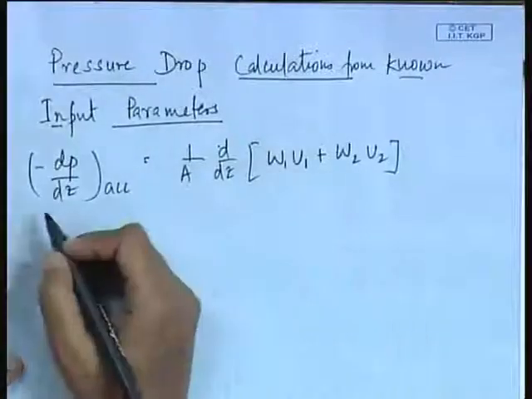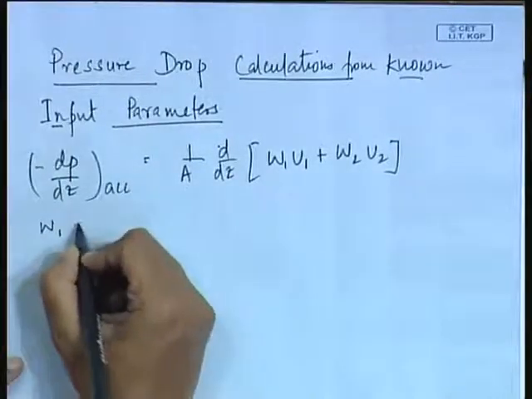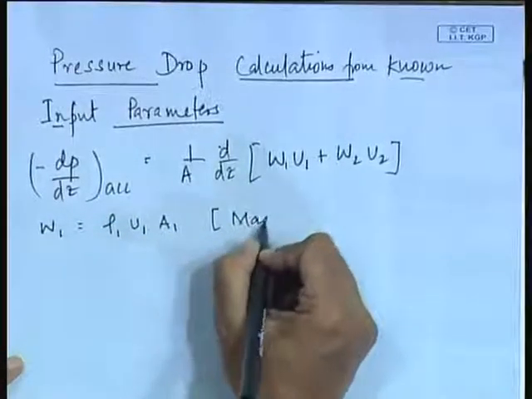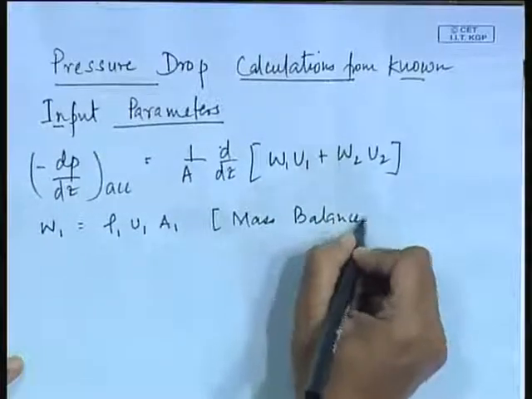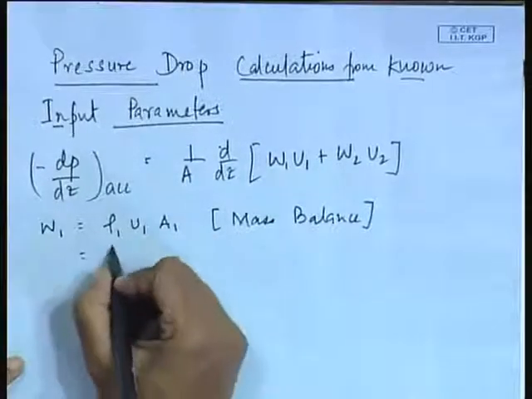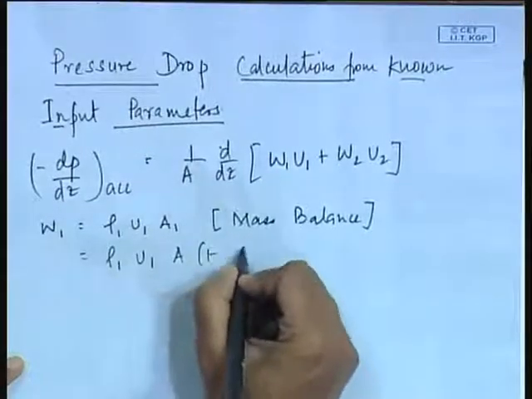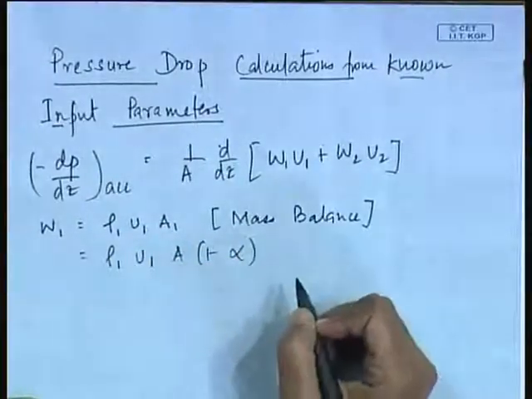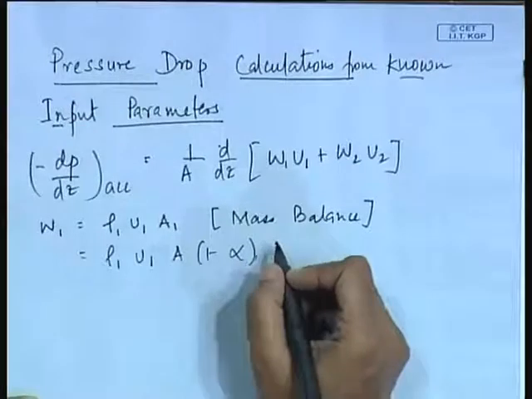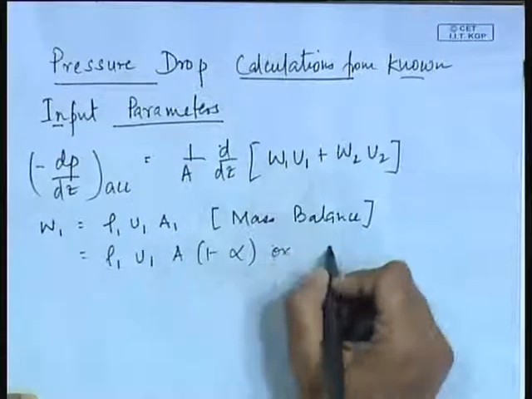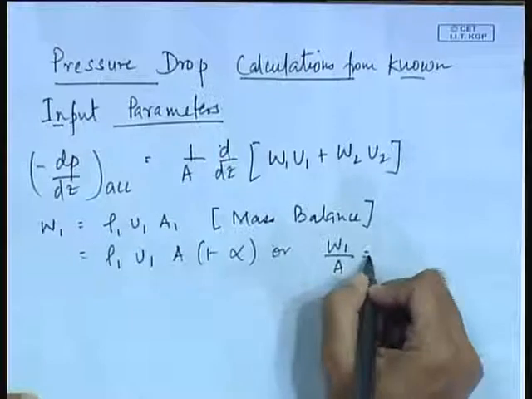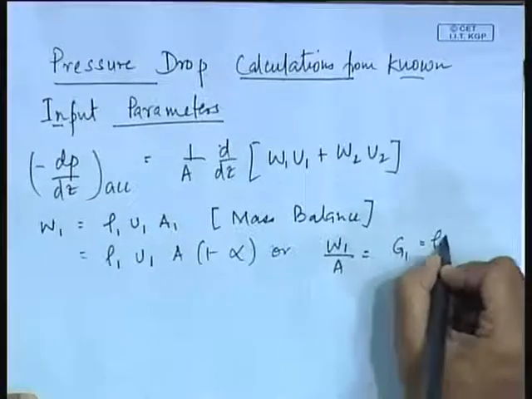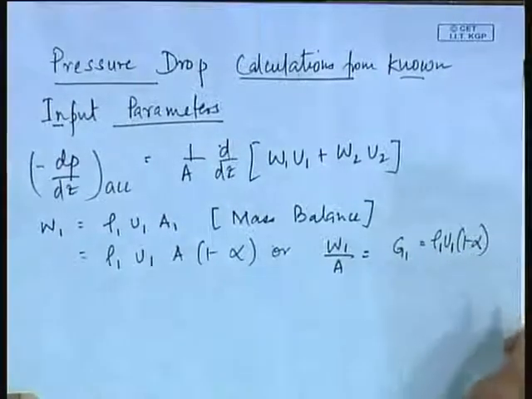So, in this particular case, we know from mass balance W1 equals, just from the basic equations I have started, or in other words this is equal to rho 1 u1 A into 1 minus alpha. In your exams, if you are supposed to do any derivation, start from the basics and then start deriving, otherwise it is going to be very difficult. Or we can find W1 by A, this is equal to G1, agreed, and this is equal to rho 1 u1 into 1 minus alpha.